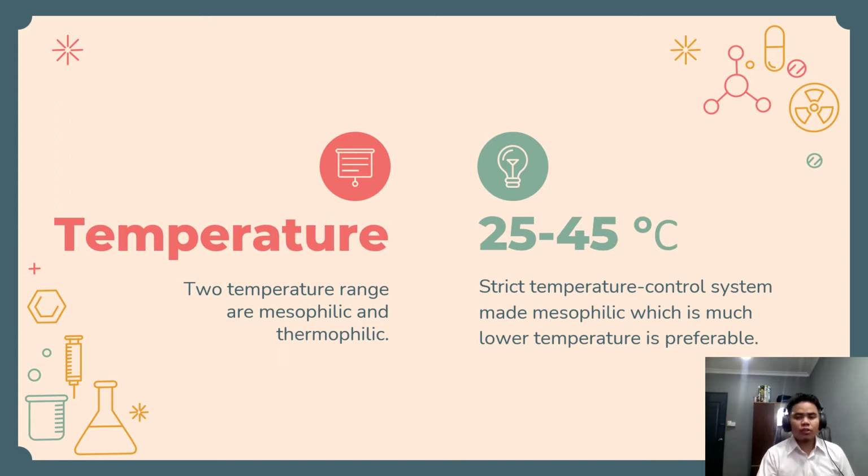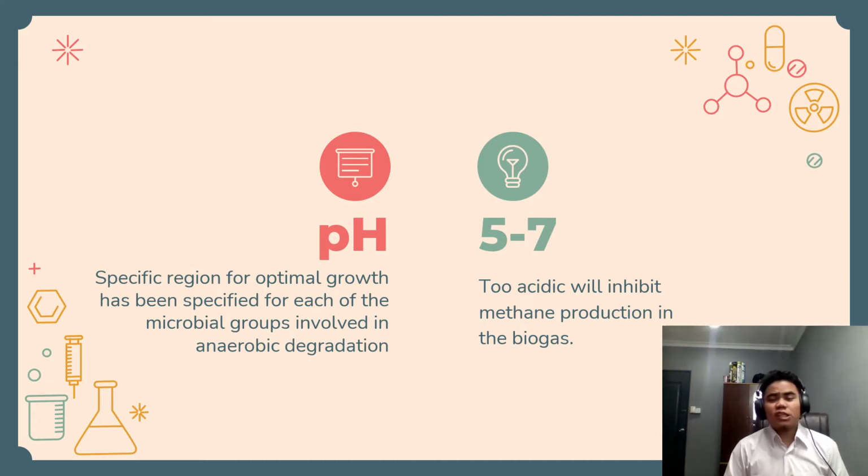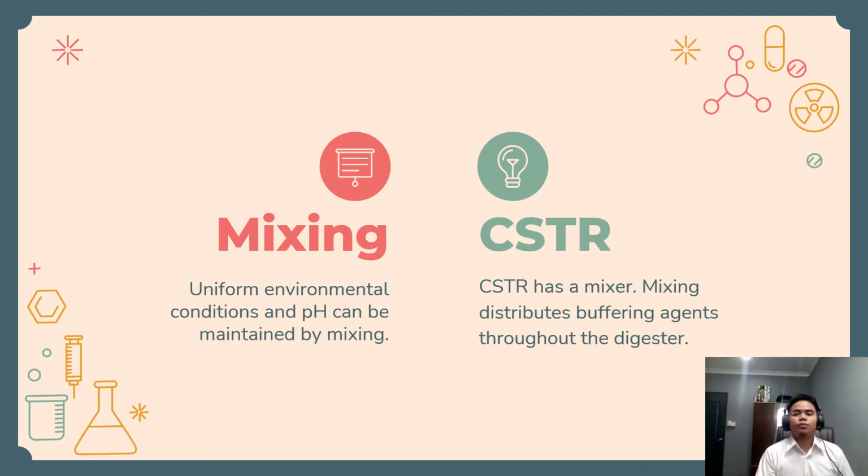Second, a temperature range of 25 to 45 degrees Celsius was chosen as the preferable temperature because of strict temperature control, and a lower temperature rather than thermophilic temperature reduces the cost needed for this process. Third, the optimal pH is 5 to 7, which is not acidic. Too acidic will inhibit methane production in the biogas. Next, a mixer will maintain uniform environmental conditions and pH by distributing buffering agents throughout the digester.